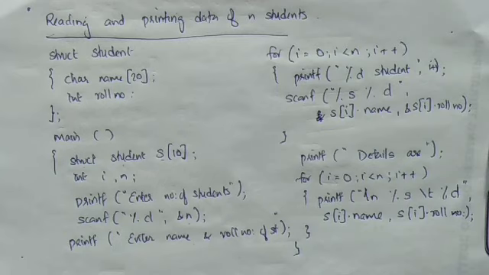So you have learned how you can declare a structure, how you can read and print the details of a single student, and how you can read and print the details of n students. Hope it is clear.